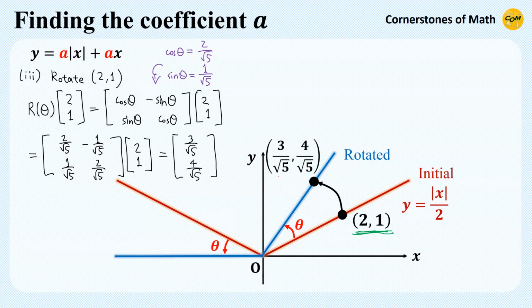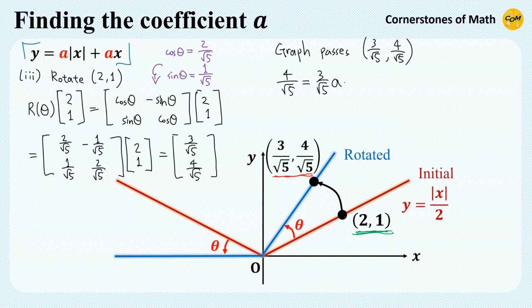So the rotated graph passes 3 over square root of 5, 4 over square root of 5. So from this equation, we have 4 over square root of 5 equals 3 over square root of 5 a plus 3 over square root of 5 a, which gives a equals 2/3.